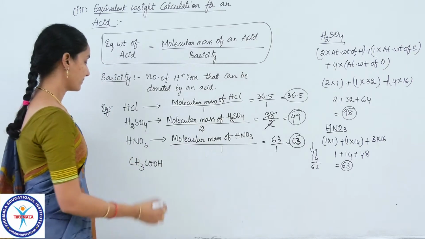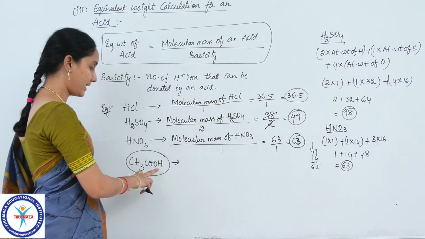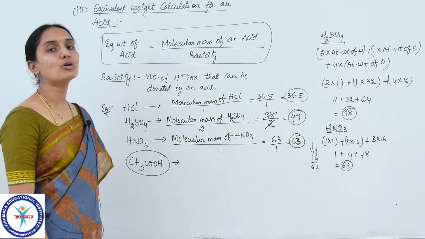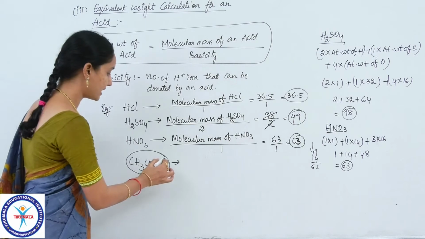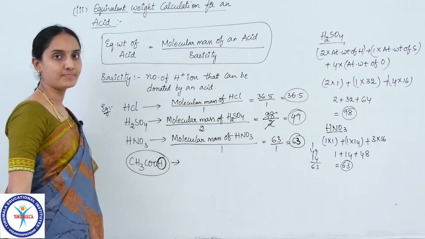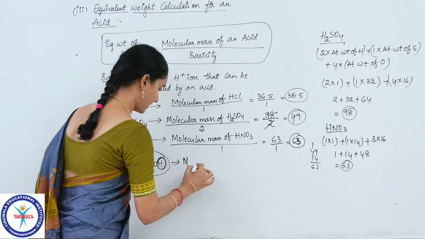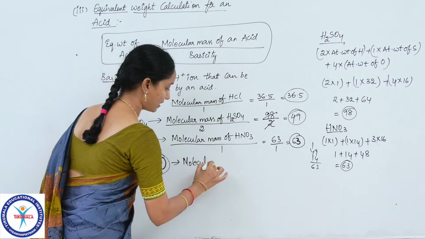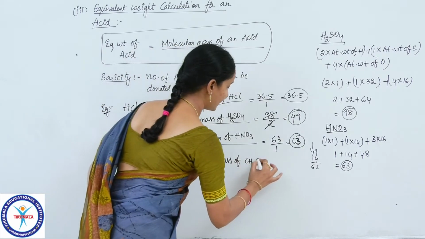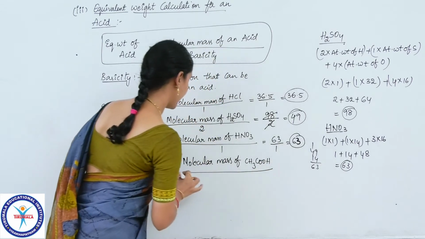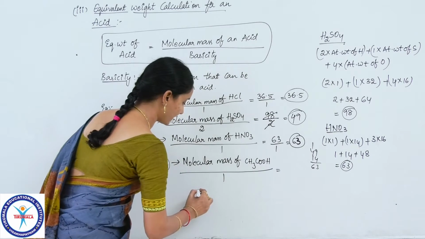because its basicity is 1. Now coming to CH3COOH, we know that even though it has 4 hydrogens, it can donate only 1 hydrogen, children. It has only 1 acidic hydrogen, that is the hydrogen attached to oxygen. So its basicity becomes 1. Now how do you calculate equivalent weight? Molecular mass of CH3COOH divided by 1.